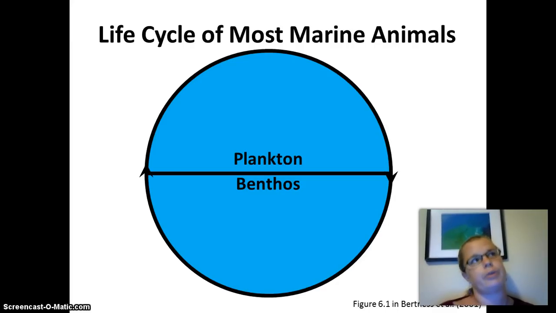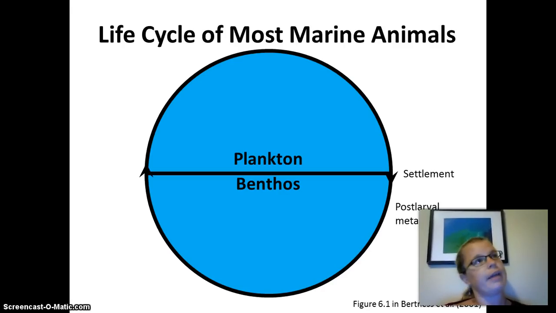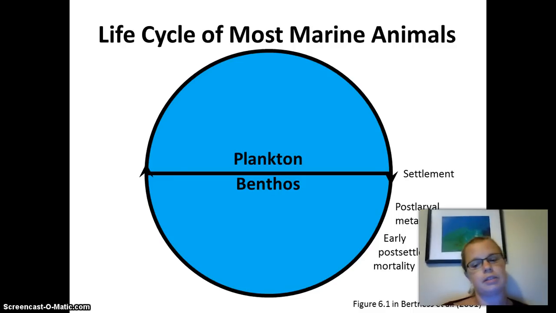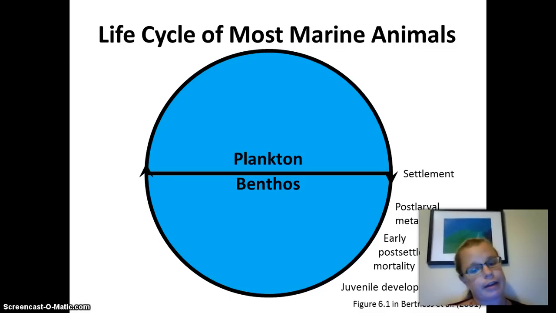Okay, so during this whole life cycle of the plankton and the benthos, there are a lot of different processes that organisms have to go through in order to survive and become an adult. If we start at settlement, when the larvae are settling out to the benthos, as soon as they settle, they have to completely change what they look like, to go from what a larva looks like to what a juvenile looks like, which is called metamorphosis. And then they have to deal with whatever processes are happening that might cause early settlement mortality. We'll talk more about what those processes are. And then they develop as a juvenile.